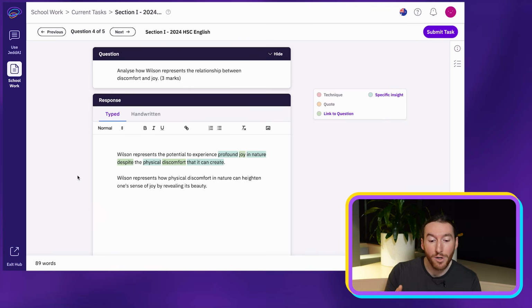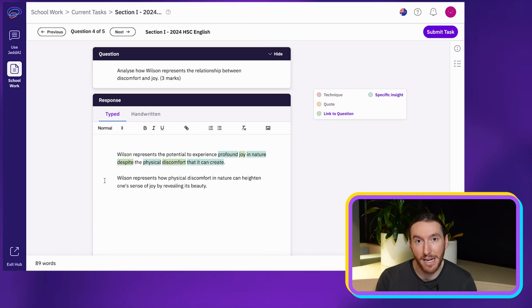One other topic sentence that I'll show you now is here. So Wilson represents how physical discomfort in nature can heighten one's sense of joy by revealing its beauty. That's another one. So see how these are clearly showing a relationship, that physical discomfort can heighten. It causes more joy because it allows you to appreciate the beauty of nature more, because you're so uncomfortable that you then see something so beautiful. That contrast creates that appreciation. You don't need to think about it that deeply, of course, but you need to show some specific relationship.